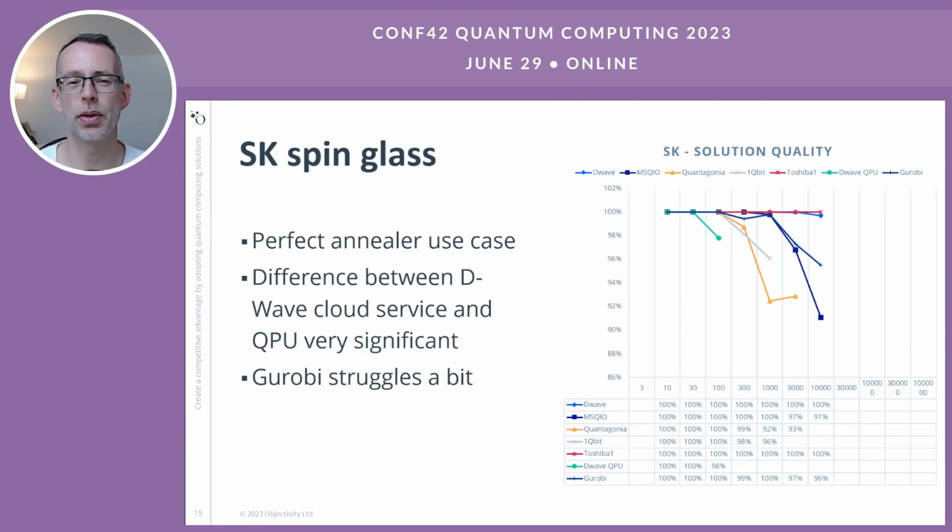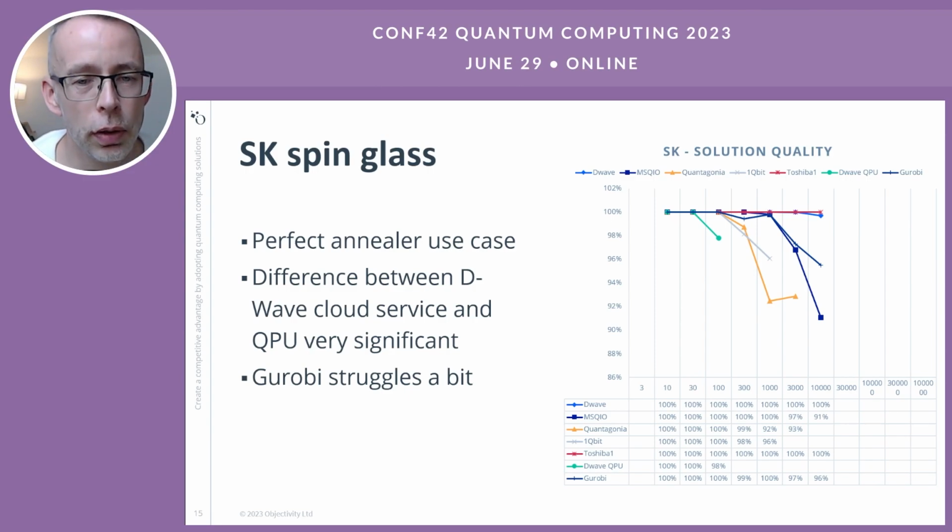So let's have a look at the results. The first one, Sherrington-Kirkpatrick spin glass, which is a physical system. Highly dense interactions between all the different variables, all the different spins in your spin glass. Perfect use case for an annealer. And you can see the results here in front of you.